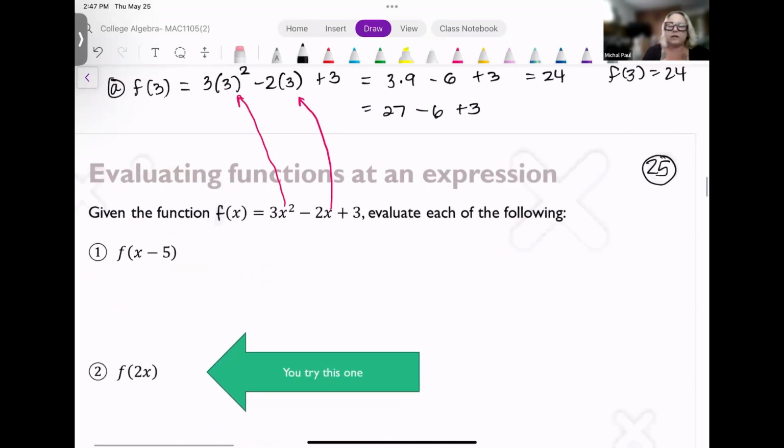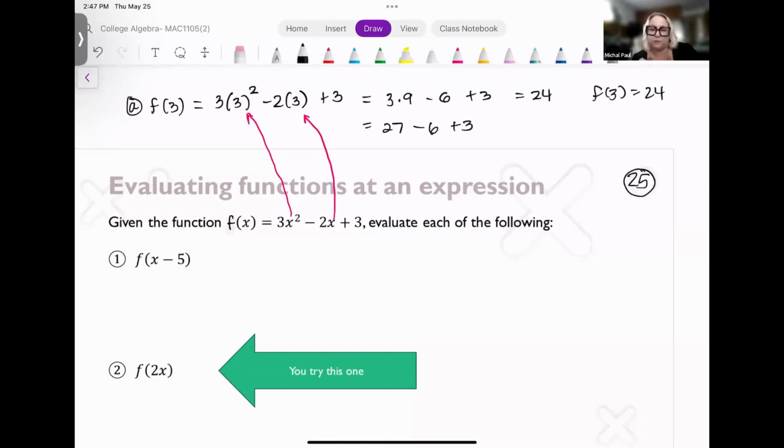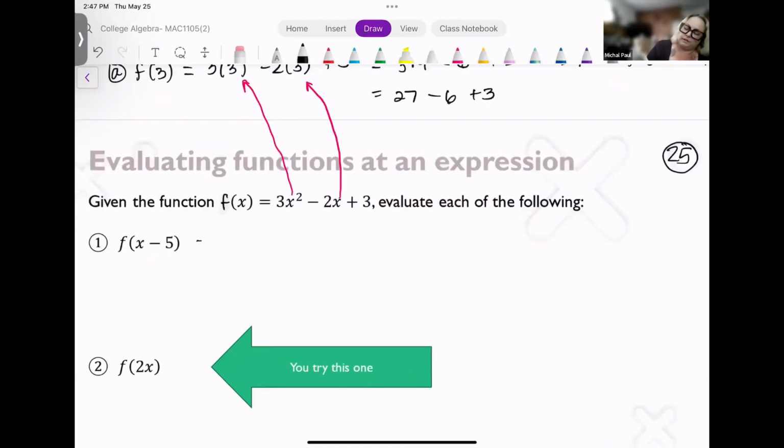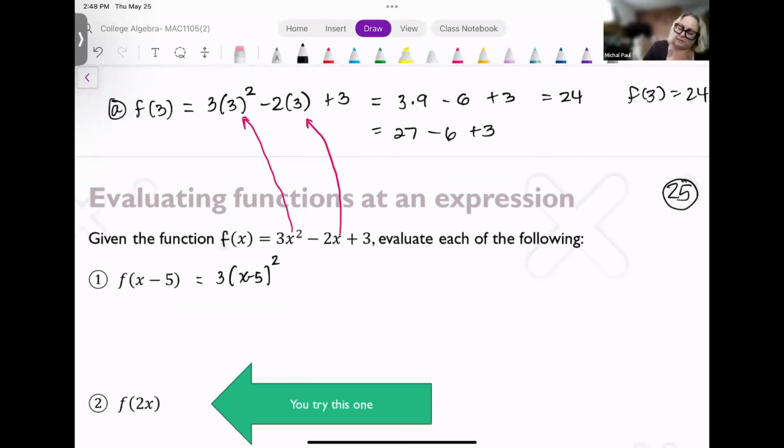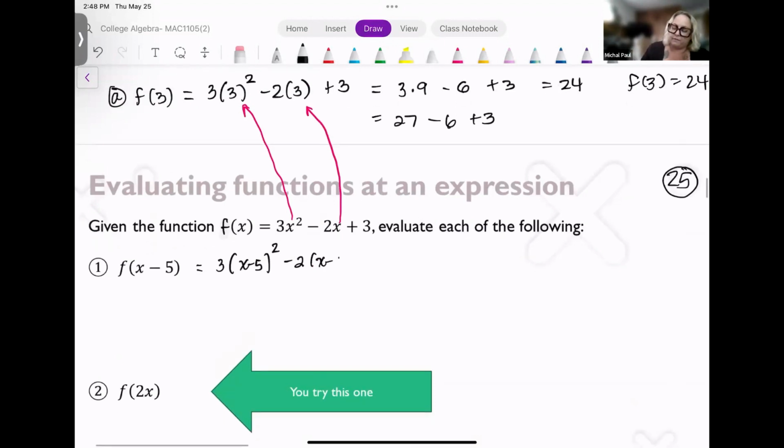All right, so if I wanted to find f of x minus 5, I'm going to use the exact same process I did when I found f of 3, but instead of putting a 3 everywhere I had an x, I'm going to put the expression x minus 5 everywhere I had an x. So this becomes 3 times, well, there's an x, so instead of x squared, I'm going to put x minus 5 squared. Minus 2x, so minus 2 times the expression x minus 5, plus 3. Now I have to expand and simplify this, but that's really the gist of what I'm doing. Like, it's just that.